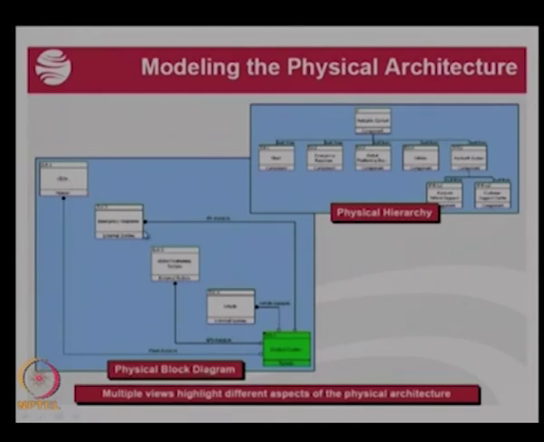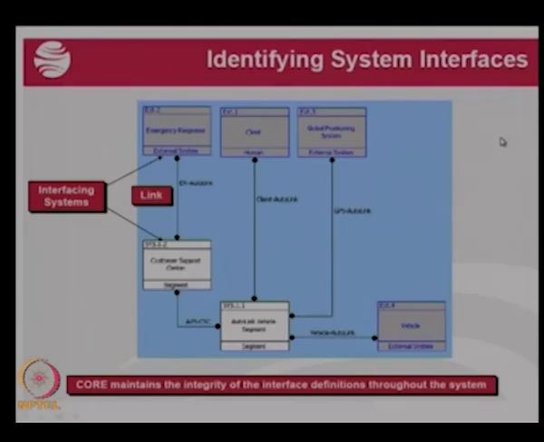This shows that this particular system is connected to these blocks, emergency resources, and multiple views highlight different aspects of the physical architecture. So you can have multiple views. This is one aspect of the physical hierarchy and this is another aspect of the block diagram. And then the interfaces can also be identified using the physical hierarchy, because we will have different components and subsystems and they need to interact with each other, and the interfaces through which the systems interact can be easily identified and represented using interfacing systems.